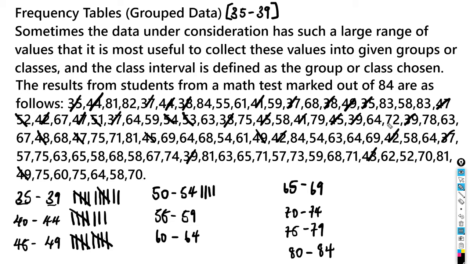Let's take our time. Let's go in order. And I'm seeing 54, so that's 5. And 54 again, so that's 6. Still looking for 50 to 54.